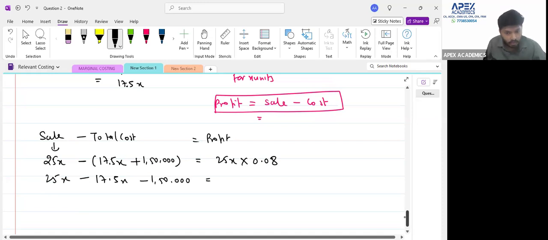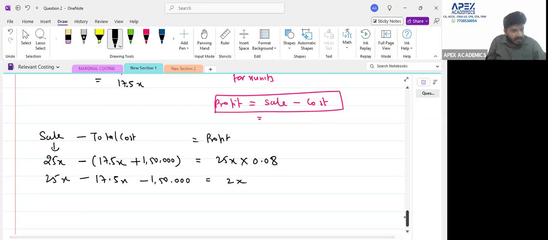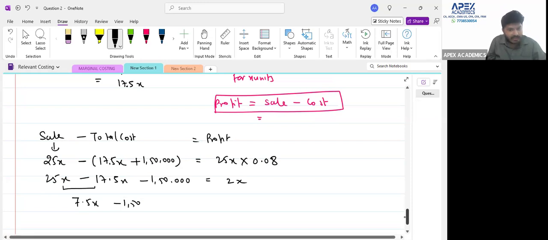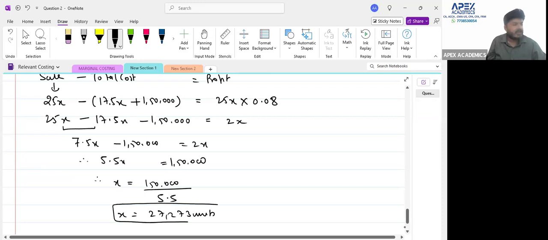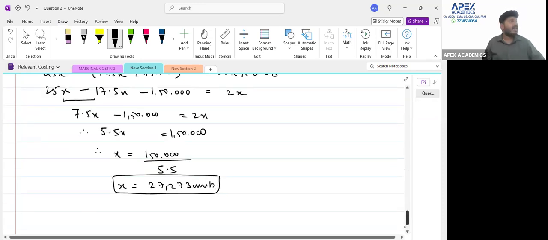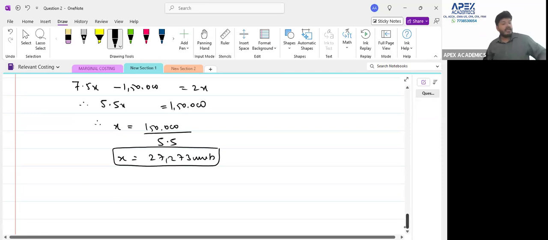Is equal to 2X. So this will be how much? This will be 7.5X minus 1,50,000 is equal to 2X. Therefore, can I say that 5.5X, and this 1,50,000 on that side, is equal to how much? 1,50,000. Any doubts about this? Therefore, X is 1,50,000 divided by 5.5. Therefore, X is equal to 27,273 units. Agreed or disagreed? So, how many units you need to take an 8% profit on net sales?